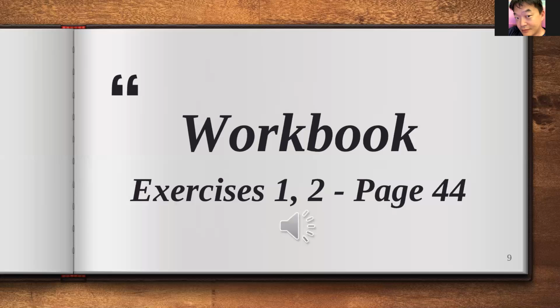Okay, so now let's go ahead and do the correction. Exercise number 2, page 44. Complete the sentences. Use should or shouldn't. Number 1. Uncle Pete has a bottle of medicine. He shouldn't keep it in a hot place. He should keep it away from children.